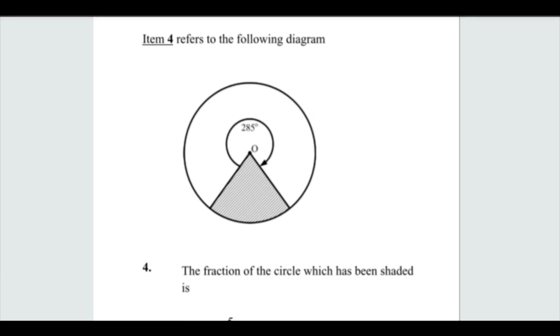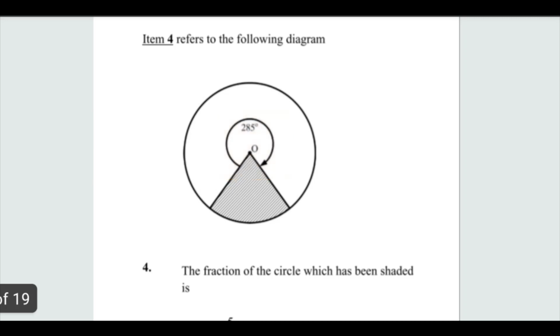So this one here now. We have a circle and we have a sector of a circle, and it says the fraction of the circle which is shaded. So we want to find this piece here, right? This is the piece that we want to find. And we know the number of degrees in a circle is 360, and from here to here they showed us it's 285 degrees.